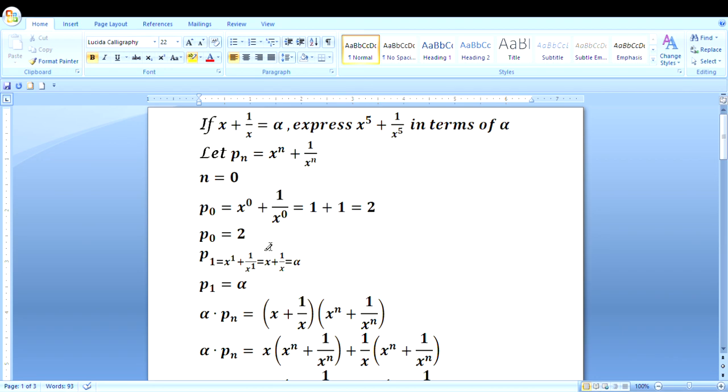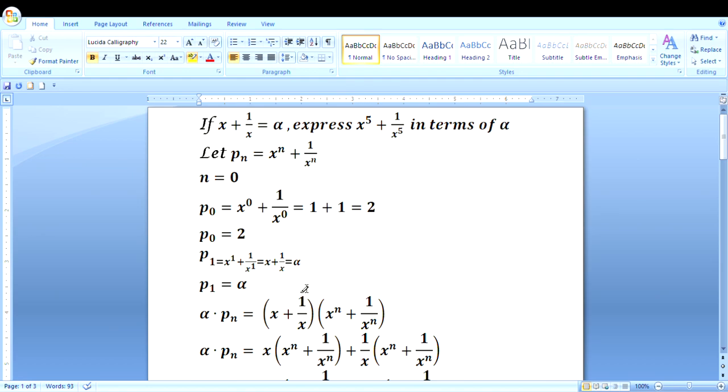Now, let's try when n is equal to 1. So this becomes p1 is equal to x raised to power 1 plus 1 divided by x raised to power 1. And you see that x raised to power 1 is the same thing as x. This becomes x plus 1 over x. We know that x plus 1 over x is equal to alpha. Okay, so p1 is equal to alpha.